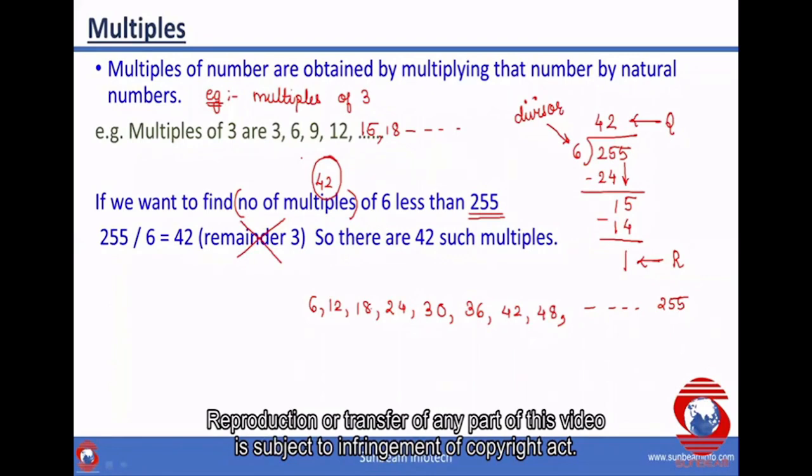Fine, is it clear to all of you now? I've just divided 255 by 6 to get the number of multiples, right? So is it clear to you? If I have to find the number of multiples of a particular number less than a given range, I will divide that range by that जिसका multiple हमें निकालना है उससे, and the quotient will be the number of multiples. Fine? Yes, Utkarsha, fine.